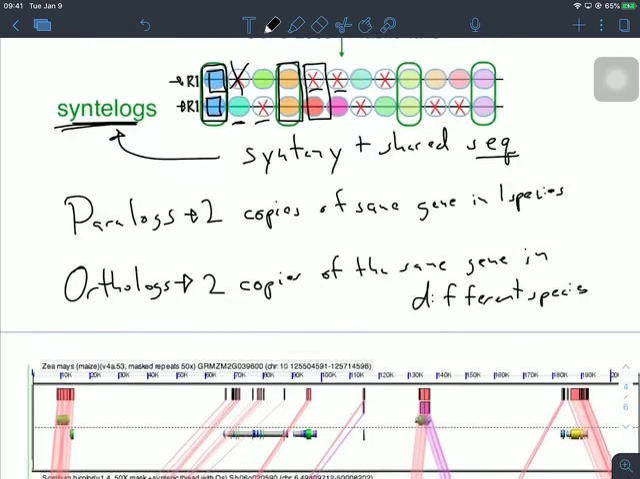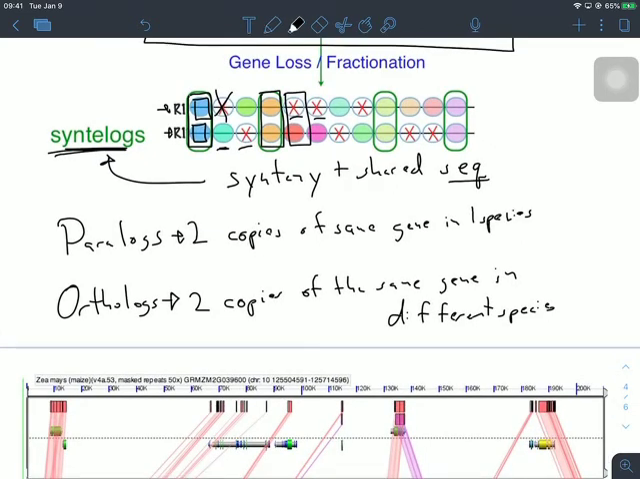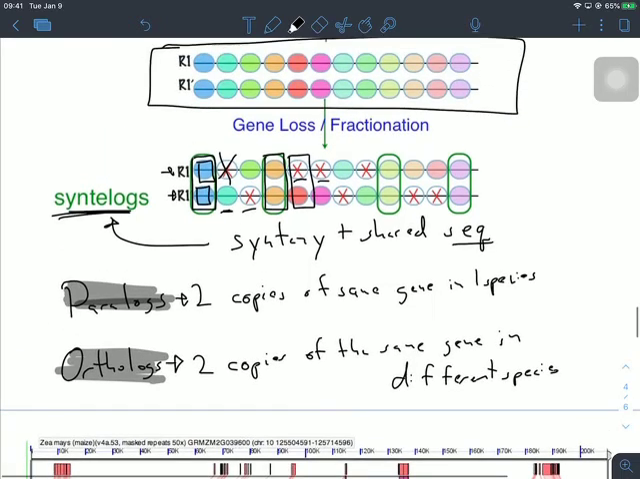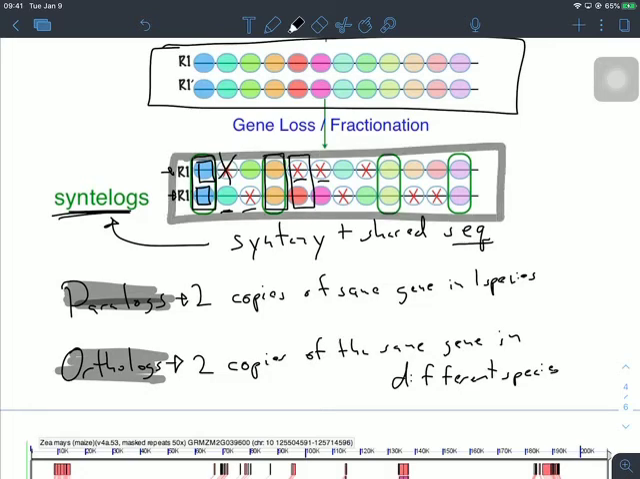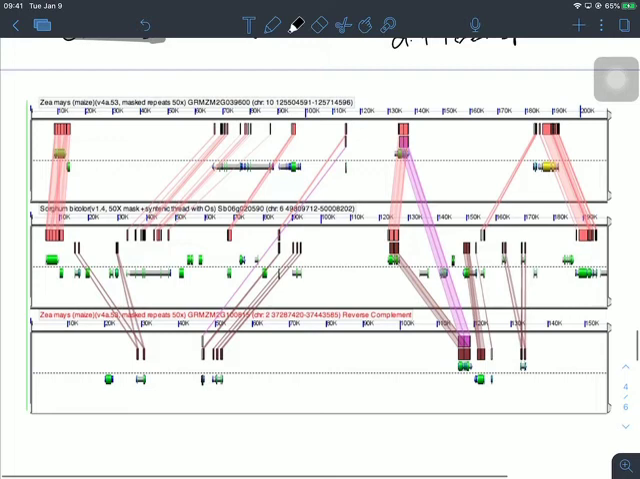So, if you are evolving in parallel because you're in the same genome from a genome duplication event, you are paralogs. If you are evolving in different species from a shared history, you are orthologs. And if you are a type of paralog that is evolving in the same syntenic block, so a whole genome duplication, Jim Schnable has deemed you a syntalog.